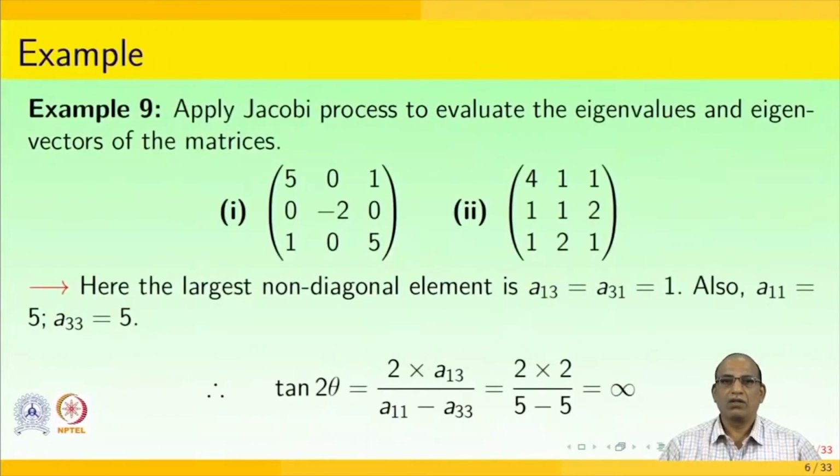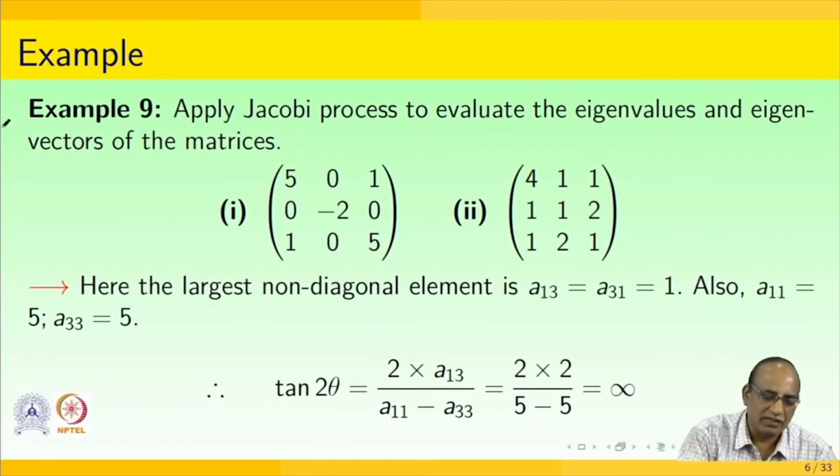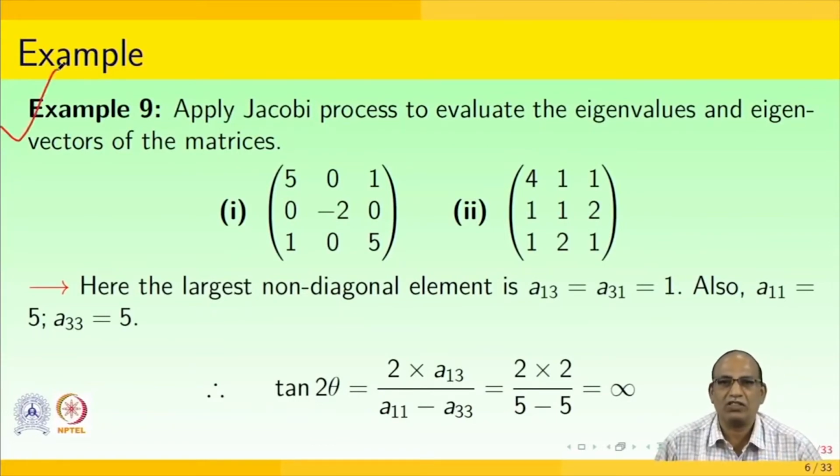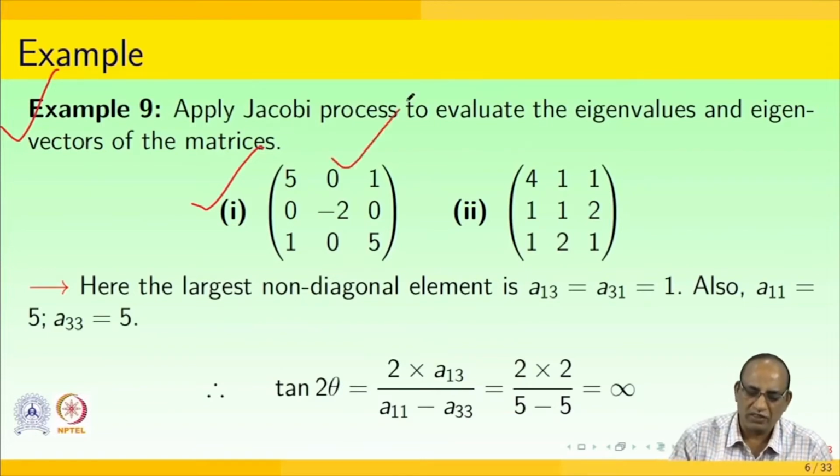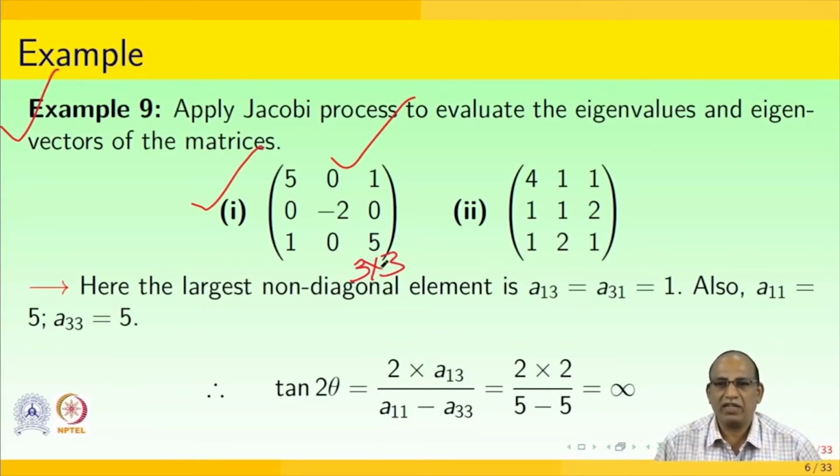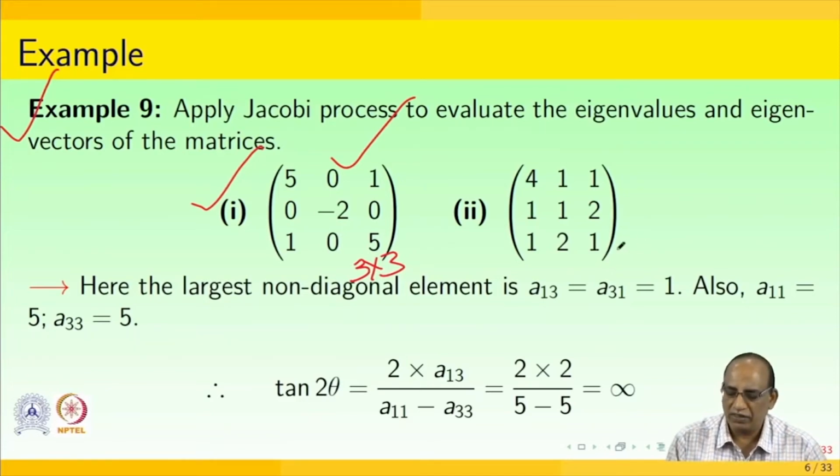So we will have some very simple examples. Look at this example. Apply the Jacobi process to evaluate the eigenvalues and eigenvectors of the matrices. The first one is [5, 0, 1; 0, minus 2, 0; 1, 0, 5]. This is a 3 by 3 matrix. And the second one is [4, 1, 1; 1, 1, 2; 1, 2, 1]. This is again another 3 by 3 matrix.